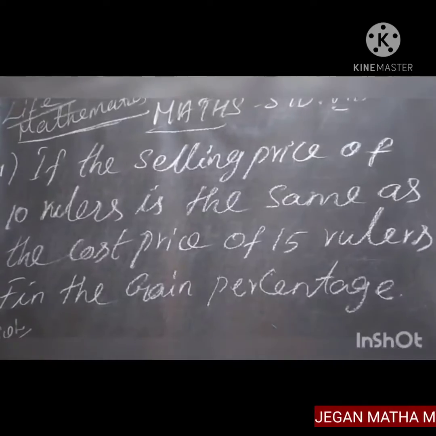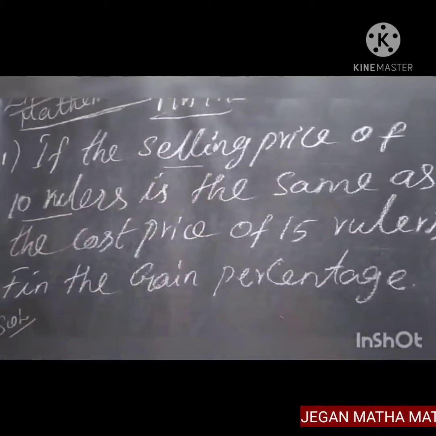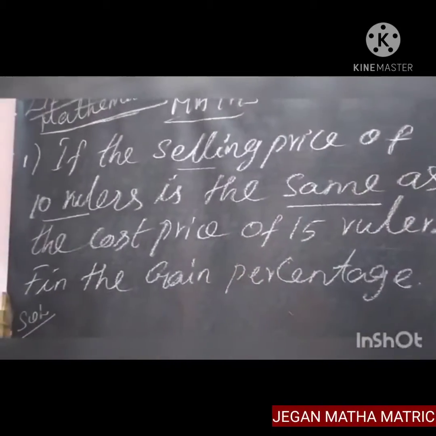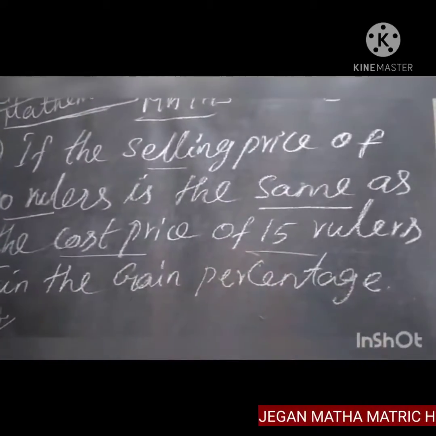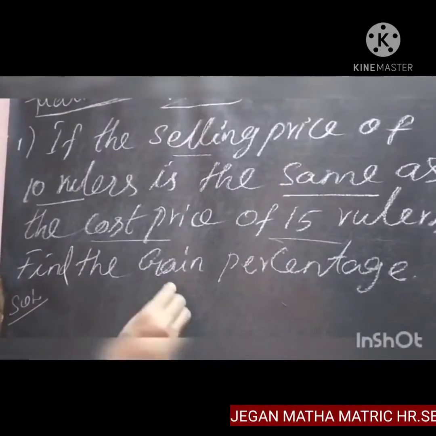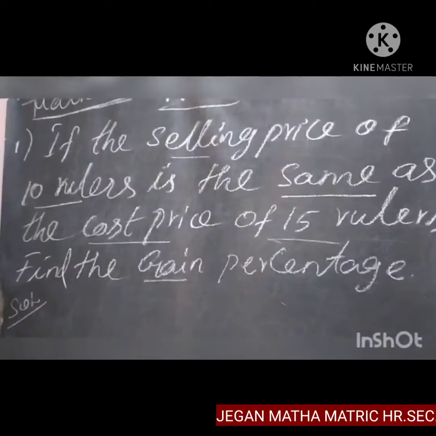If the selling price of 10 rulers is the same as, both are equal, the cost price of 15 rulers, you have to find the gain percentage. First you have to find the gain, after that the gain percentage.